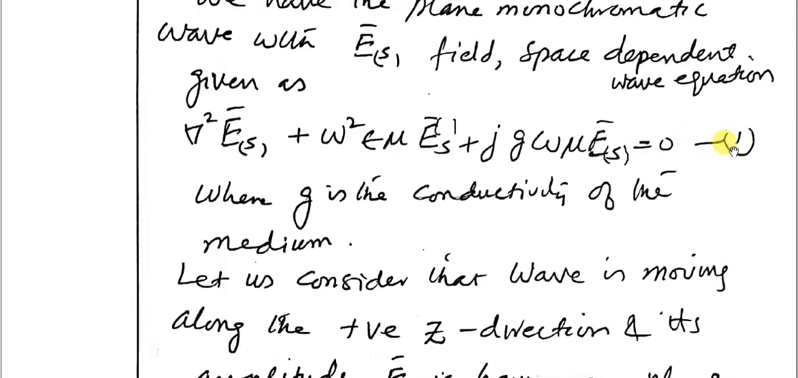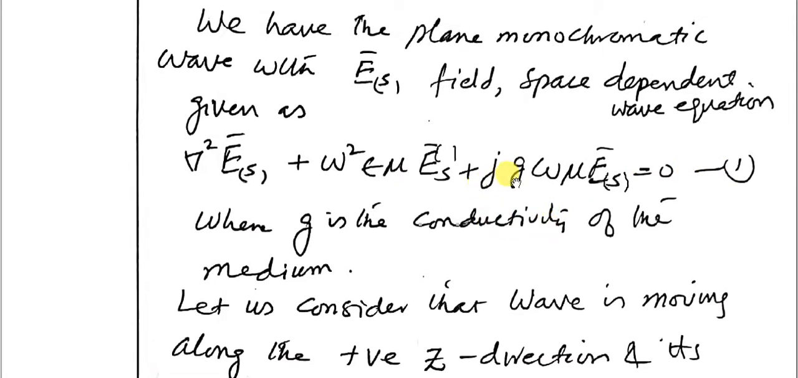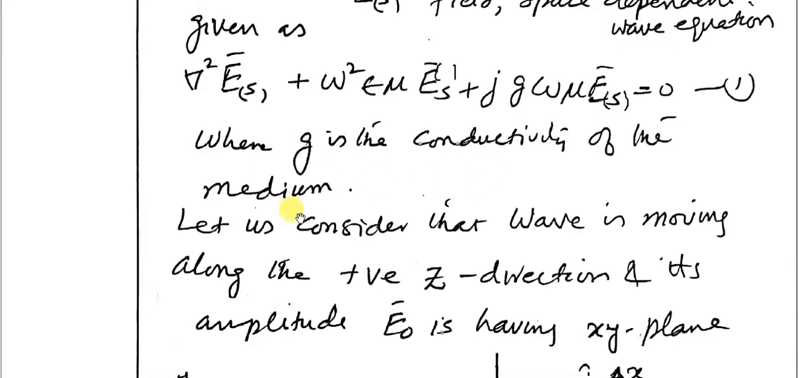This is equation number 1, where j is obviously the complex part, which is equal to under root minus 1. Sigma is the conductivity, epsilon and mu are the permittivity and permeability respectively. Omega is the angular frequency. So sigma is the conductivity of the medium.